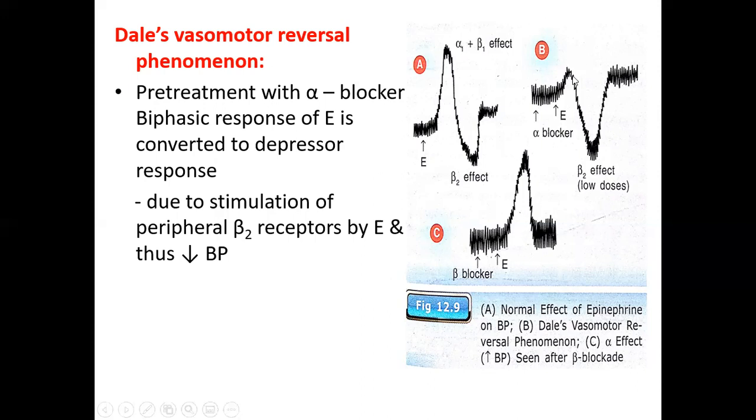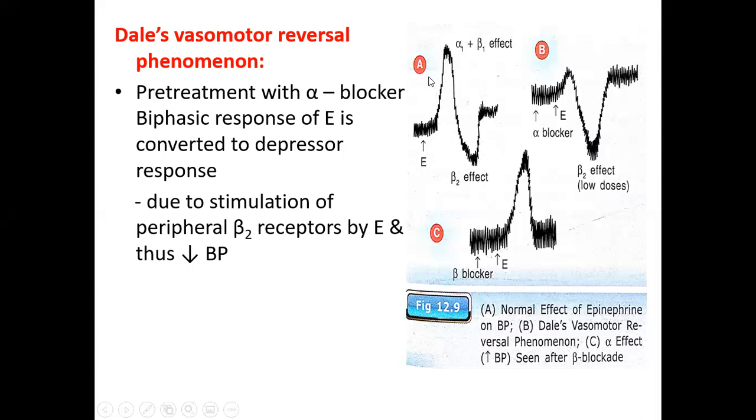As you can see in this picture, initially you treat with an alpha blocker and then you give epinephrine. There is a fall in blood pressure. That is because the alpha blocker blocks the alpha receptors. So even the smallest dose of epinephrine has predominant action on beta 2 receptors, and hence there is a fall in blood pressure. This is called Dale's vasomotor reversal.